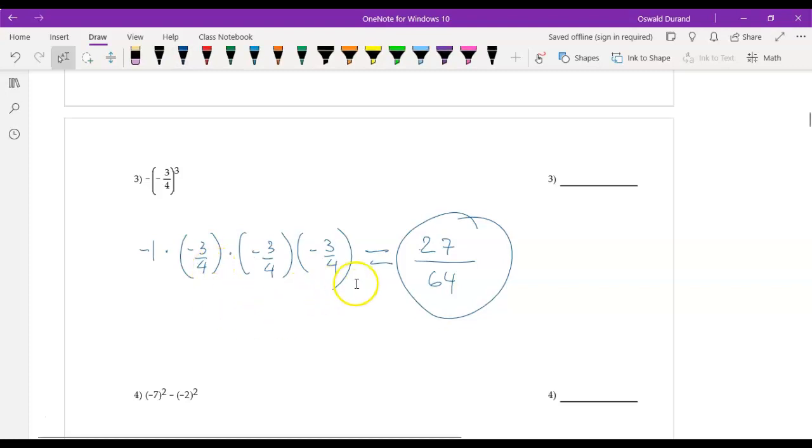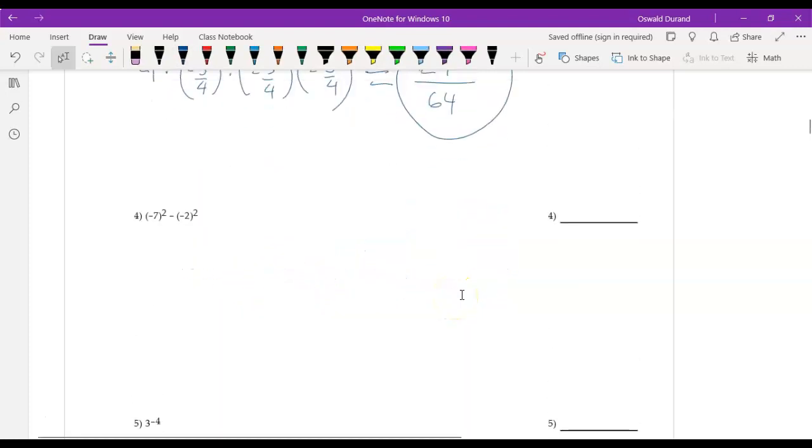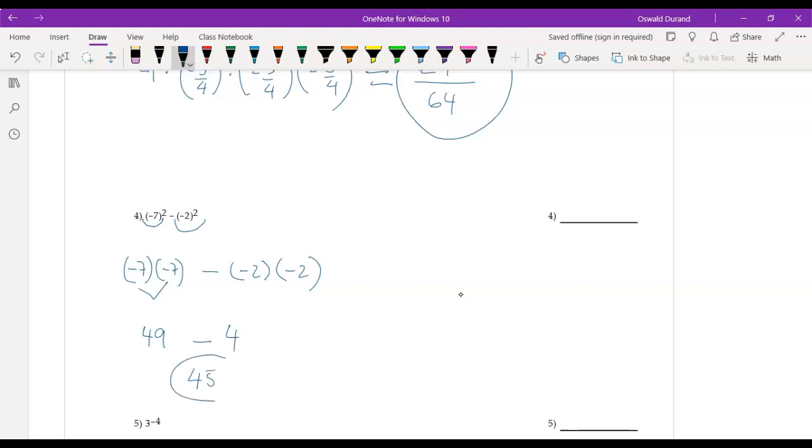All right, so let's move on. Kind of same thing here, right? So we have a combination, so here we want to do this first. We kind of use the order of operations, right? So we're going to do everything that is exponents, and then we're going to subtract. So it's negative 7 times negative 7 minus negative 2 times negative 2. This gives me positive 49 minus, negative 2 times negative 2 is positive 4, so minus 4. 49 minus 4 is 45.